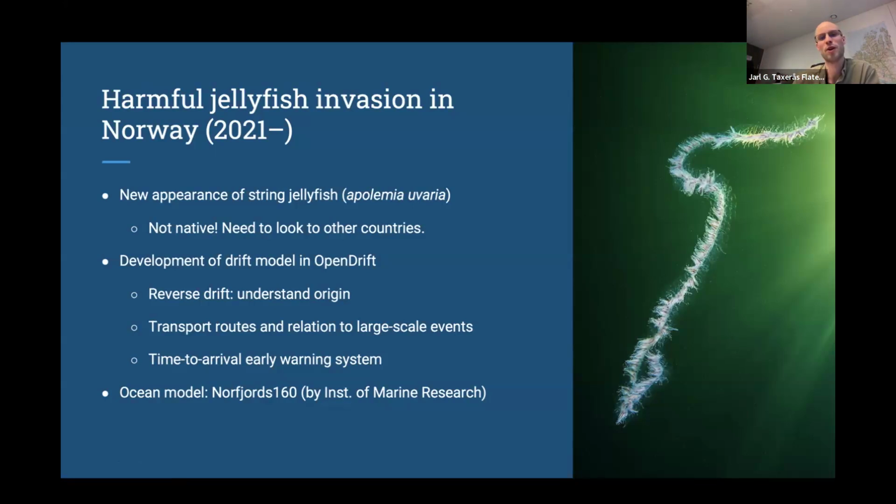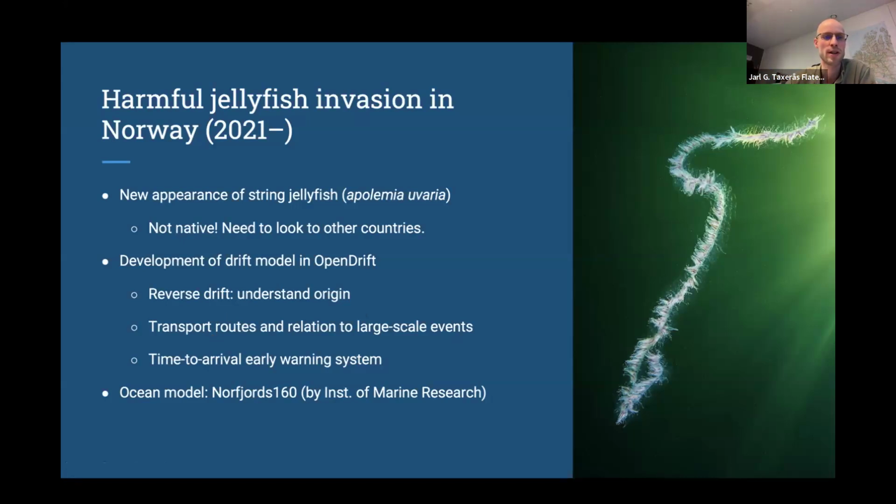And so we're working to understand the origin by doing reverse drift modeling based on the observations that we have. And we also want to understand the transport routes and if we can use large-scale oceanic events to say that, oh, there's probably an invasion coming in a few days and so on, in order to make an early warning system so that you can put in place mitigation measures when you need them.